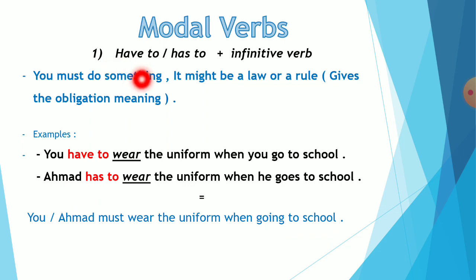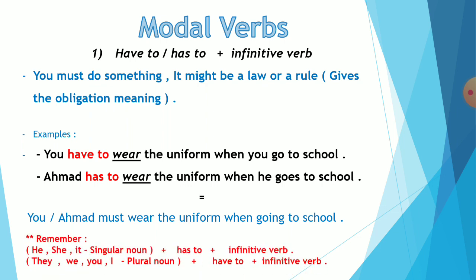So, has to and have to give us the meaning of must. Now, please remember that we use has to or have to according to the subject. If the subject is he, she, it, or one of the singular nouns, we use has to plus the infinitive verb. If the subject is they, we, you, I, or one of the plural nouns, we use have to plus the infinitive verb. So again, we use has to and have to say that we must do something or we are obliged to do something.